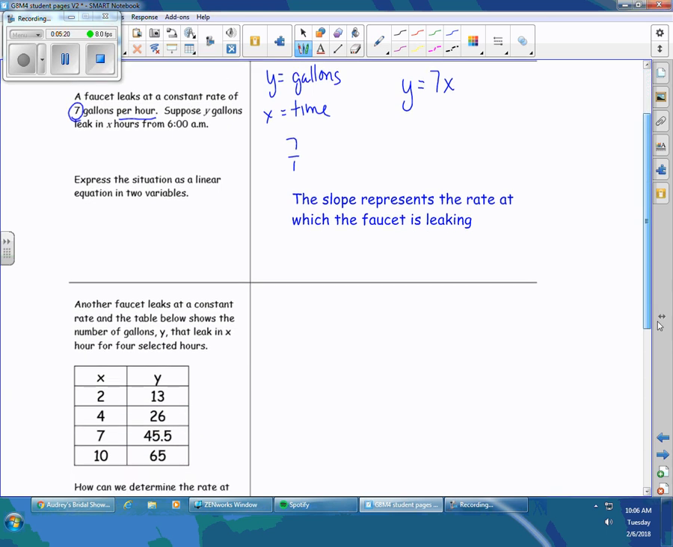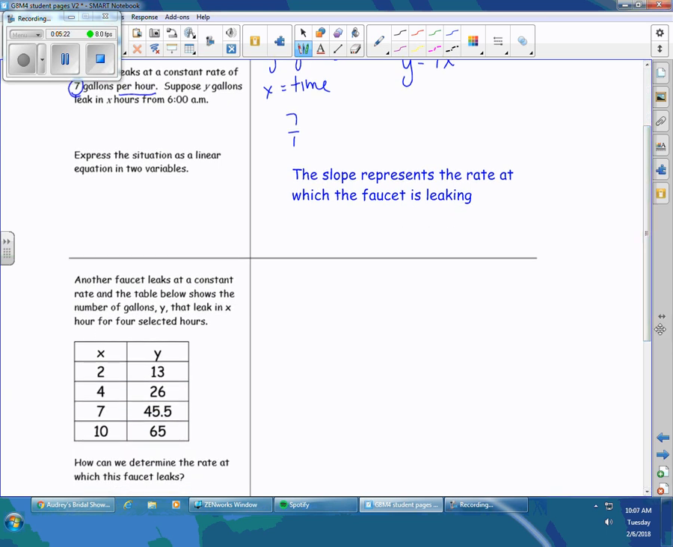Okay. Another faucet leaks at a constant rate, and the table below shows the number of gallons Y that leak in X hours for 4 selected hours. So 13 is leaking in 2 hours. So how could I figure out how much is leaking in 1 hour? I can take that 13 and divide it by 2, and I'm going to get 6.5 in 1 hour. So I can say my rate of change here is 6.5 gallons per hour.